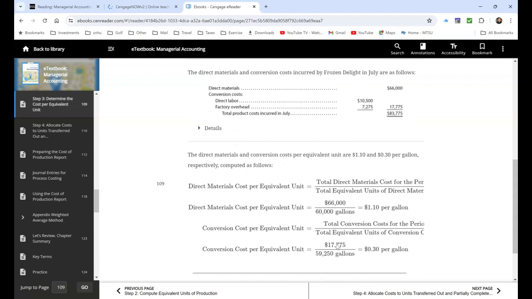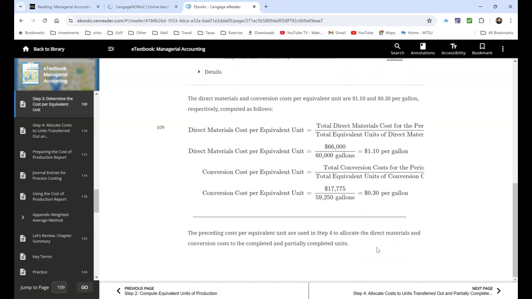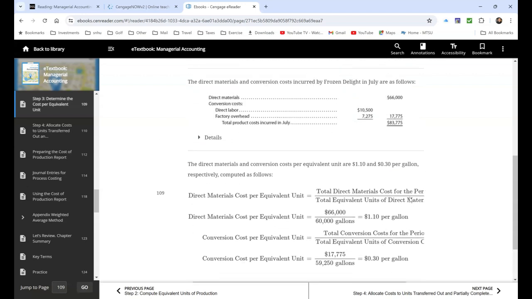And then we've got the direct labor and factory overhead, and our equivalent units are 59,250. So we're going to add 30 cents per gallon. And so we are going to deduct for the full equivalents of the ones that we started and finished, we're going to really add $1.40. So we're going to add $1.40.